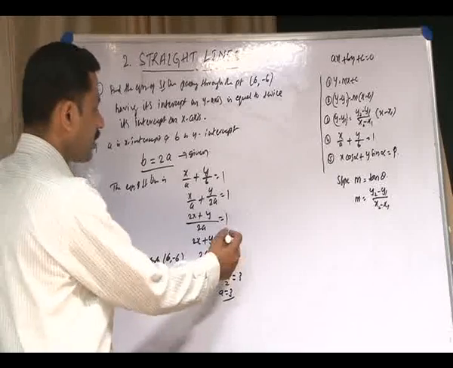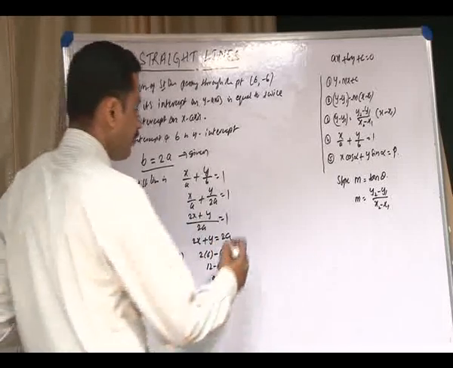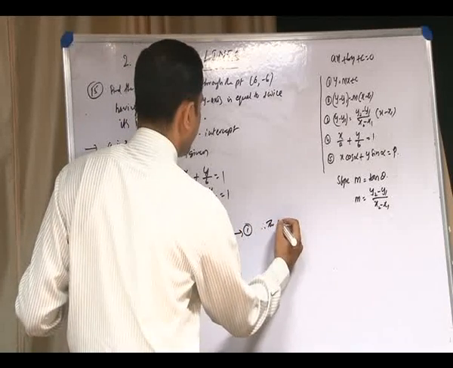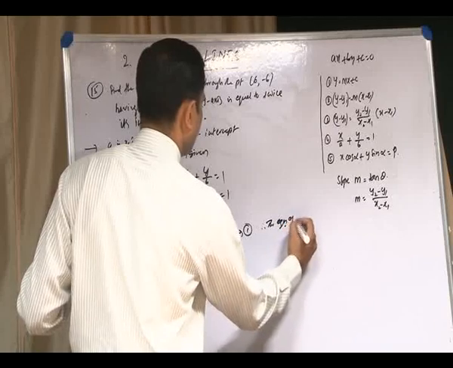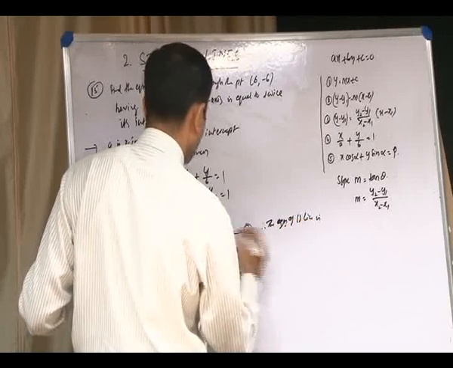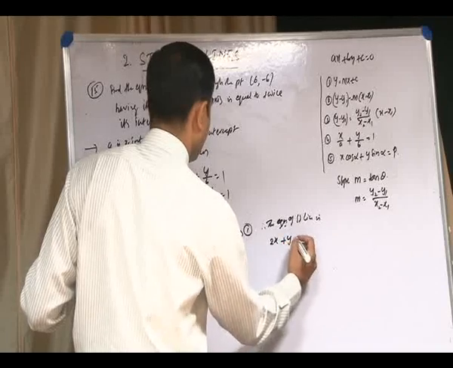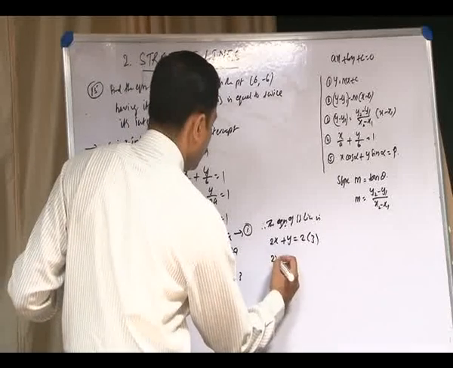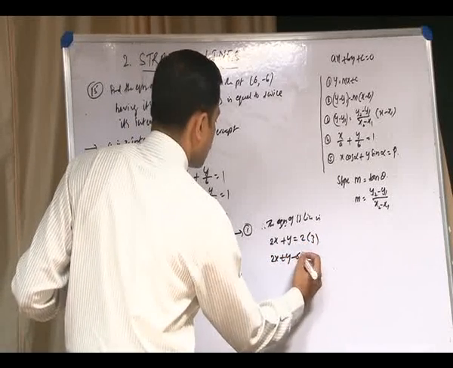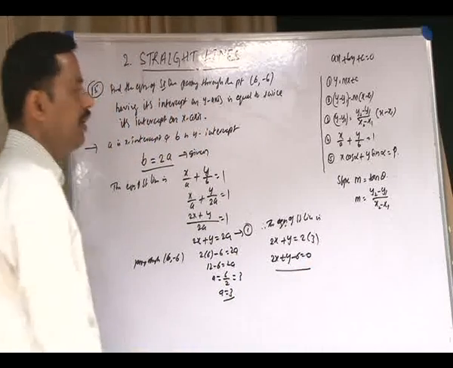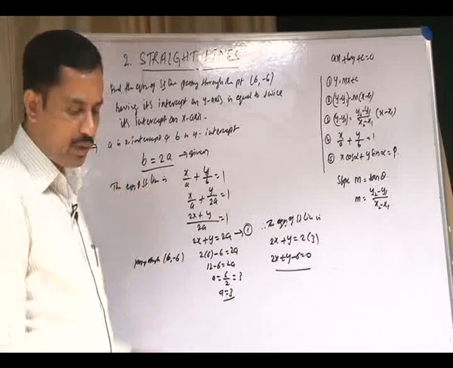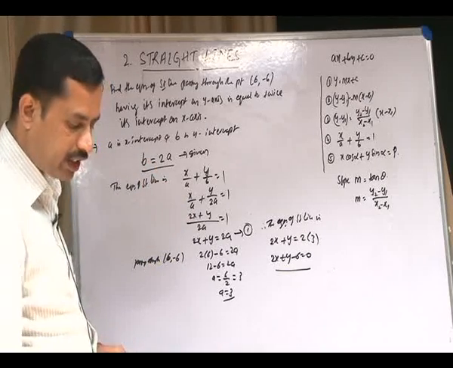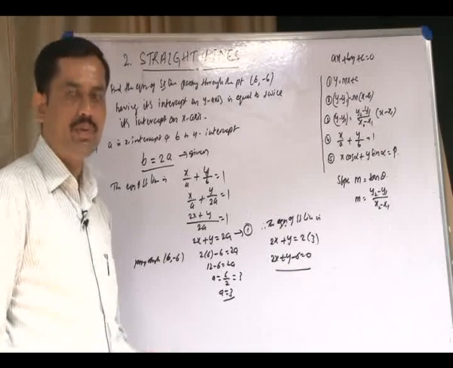Now substituting this, we get the equation of the straight line. Substituting in equation 1, the equation of the straight line is 2x plus y is equal to 2a, where a value is 3 here. Therefore, we get 2x plus y minus 6 is equal to 0. That is the equation of the straight line. So, to calculate the equation of a straight line, if a relation between the x and y intercepts is given instead of the intercepts directly, we use that relation to find the equation.